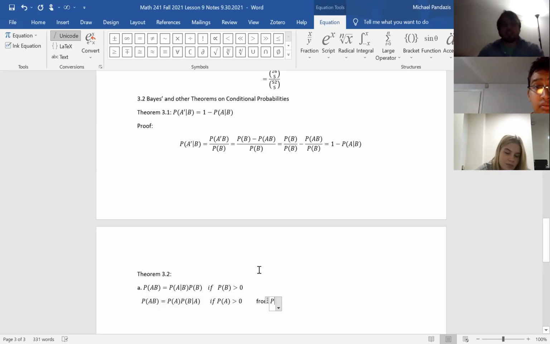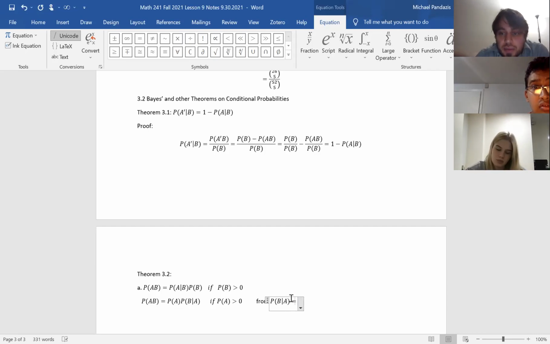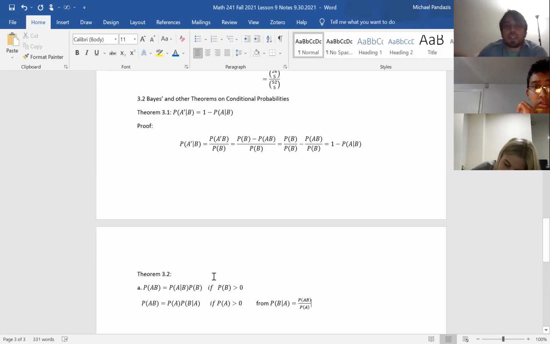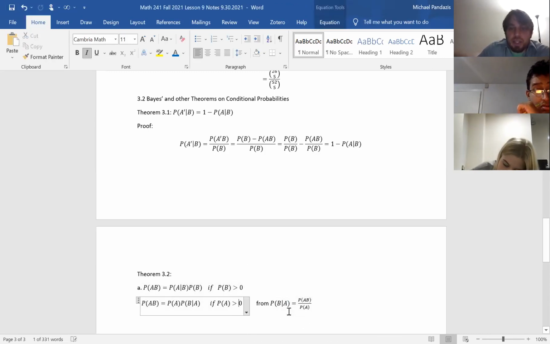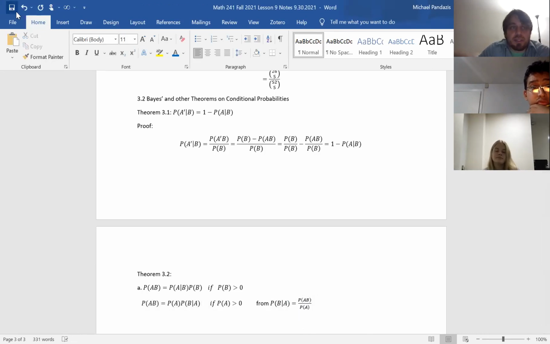Okay, so this is just from the fact that the probability of B given A is equal to the probability of AB divided by the probability of A. Since this is true if P of A is positive, you can say this, and then you just cross multiply, and you get P of AB is equal to P of A times P of B given A. But you need P of A to be positive to do that.